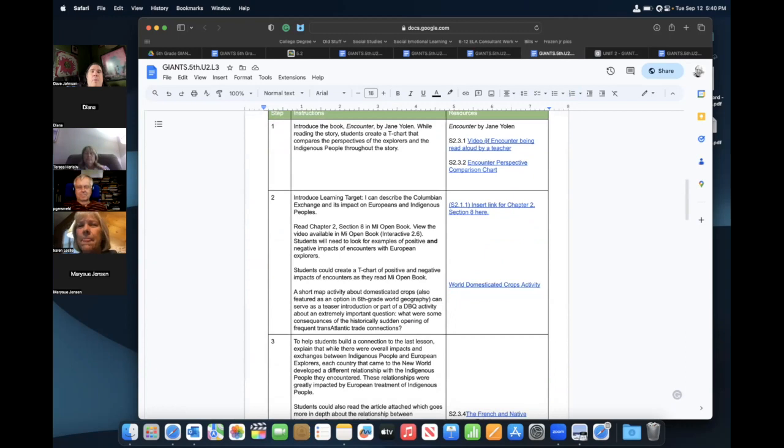And then the final lesson, lesson 3, is where we start to get into the three worlds meeting. We use the book Encounter by Jane Yolen as a literacy connection here. There's also one that is easy to find on YouTube. We just can't link to it anymore because the link that you use to find it disappears quite frequently.